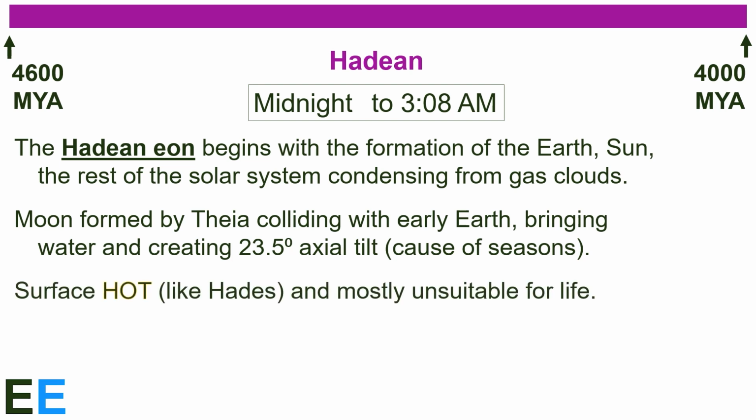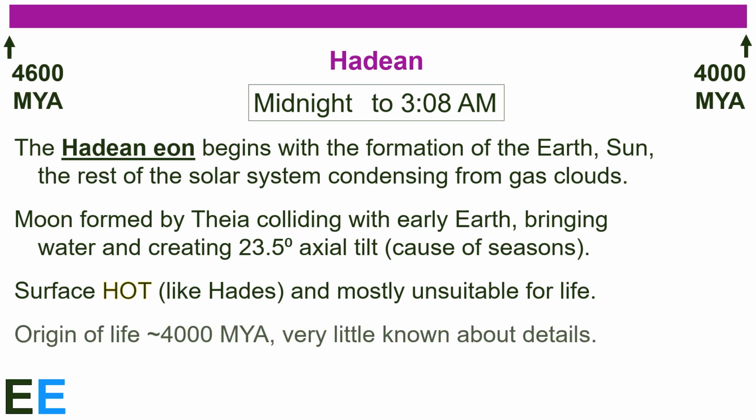During most of the Hadean, the surface of the Earth was hot, like Hades, which is where the name comes from, and mostly unsuitable for life. Despite how terrible conditions were, there is circumstantial evidence that life, or something that made copies of itself and did complicated biochemistry similar to the way modern life does, got started near the end of the Hadean Eon. We don't know much about the details because it was so long ago.